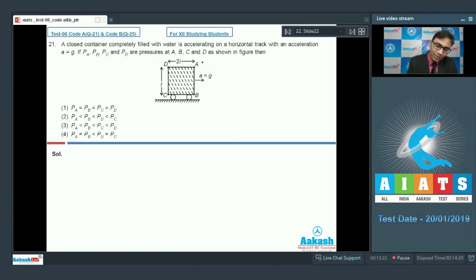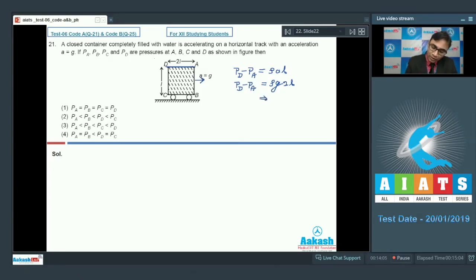So let's say the pressure at A is something, P naught. We don't know the pressure at A, so let's assume it's something P. We know that if the container is accelerated along the horizontal, then when we move a distance 2L along the horizontal, the pressure changes by rho into a into L. But here the acceleration is g and the distance is 2L. So we can write the pressure of D minus pressure of A will be equal to rho g into 2L.